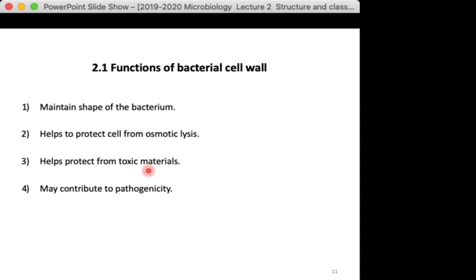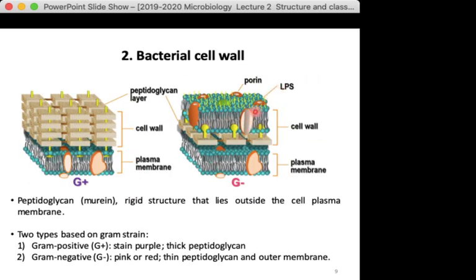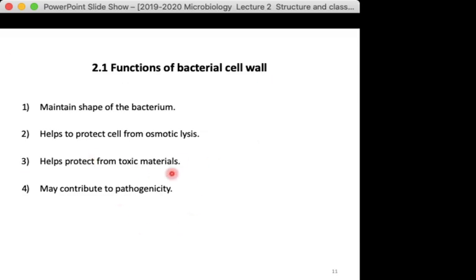The bacteria live in and adapt to their environment, but sometimes some uncertain fluids can kill them, so toxic agents. The bacterial cell wall helps protect them from toxic material, and it constitutes the pathogenicity. We will describe how bacteria kill the host or make the host sick because of the pathogenicity, especially for Gram negative, the LPS, which is the endotoxin. Bacteria can secrete some enzymes or toxins and make us sick. So the Gram-negative structure can contribute to the pathogenicity. So there are four functions of the bacterial cell wall.